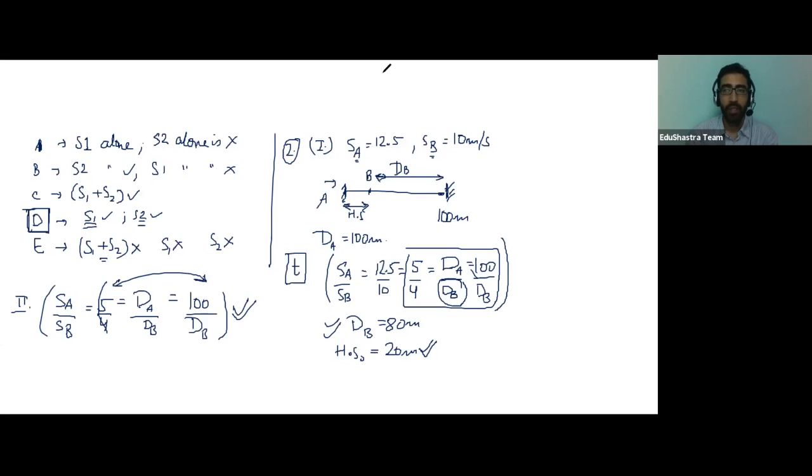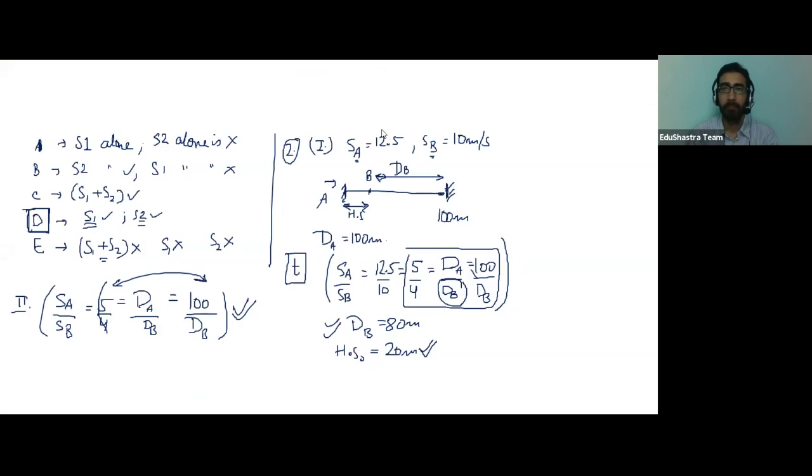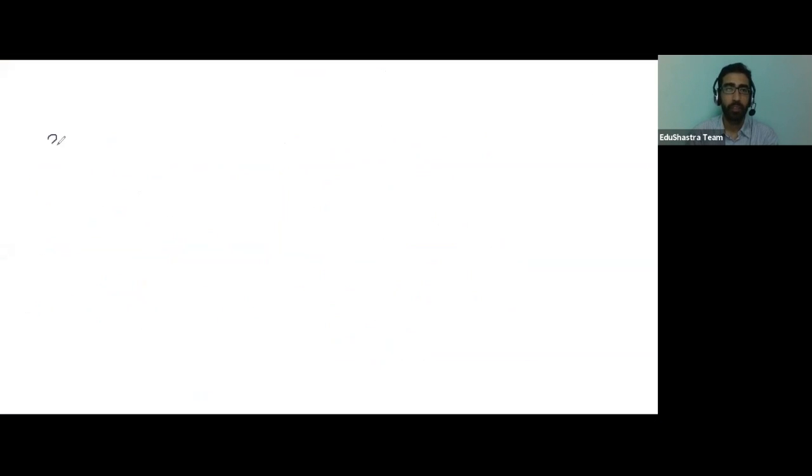Okay, cool. What about question number 3? What about question number 3? A beats B by 12 meters and C by 18 meters, whereas B finally beats C by 8 meters. What is the length of the race? So let me quickly talk about the two approaches to this question, the lengthy one and the short one.